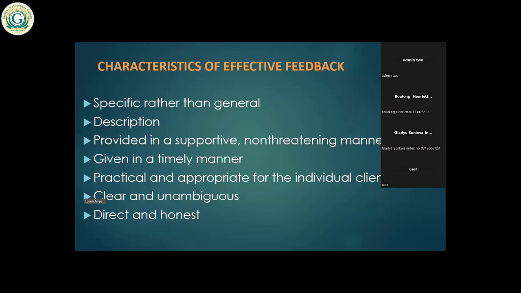Okay, so these are the characteristics of effective feedback. You need to be specific. Whatever message you are sending, be specific rather than general, and describe whatever you want them to understand very well. Feedback should be supportive, non-threatening, and given in a timely manner. It should be practical and appropriate for the individual client. And it should be clear, unambiguous, direct and honest.